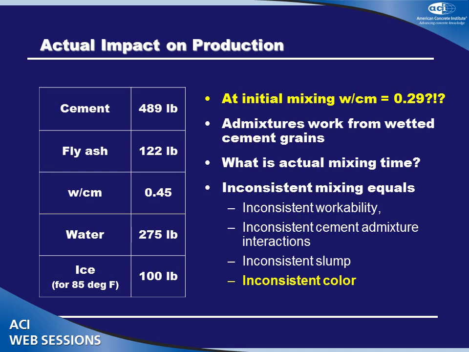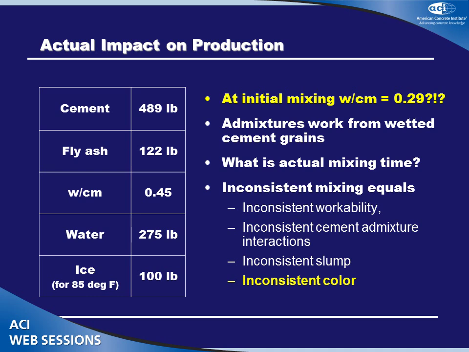Now for the admixture people in the room, they're going to tell me that admixtures work off of wetted cement grains, simplified. How wet do you think my cement grains are going to be on this powder content at a 0.29 water cement ratio mixing at a 10-yard batch in the back of a ready-mix truck? How effective will those admixtures be? Particularly when the delivery time from the plant to the job site was 20 minutes. Do you think that the ice fully melted over the 20-minute time period? I had ice chunks coming out of the chute.